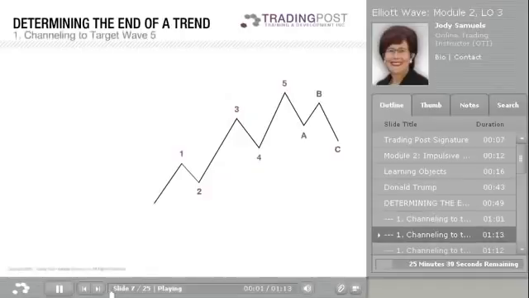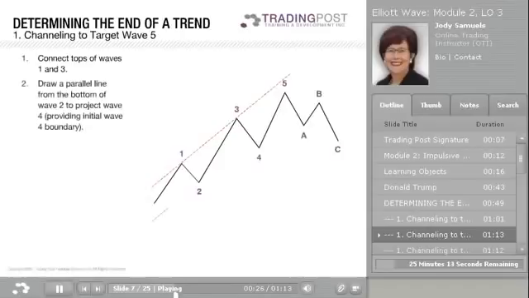There are some variations to this technique which have gathered attention. The first point to make is that 3 reference points are required before drawing a channel. An initial channel can be drawn once waves 1, 2, and 3 are complete. The first step is to connect the tops of waves 1 and 3. Then step 2 is to draw a parallel line off the bottom of wave 2 to project wave 4. This provides the initial wave 4 boundary. As you can see, the wave 4 moves outside of the initial channel boundaries.